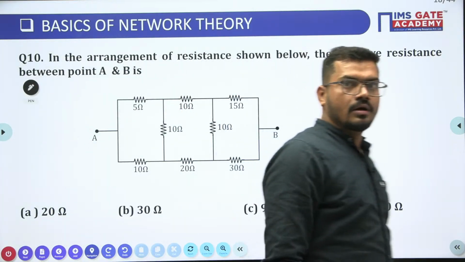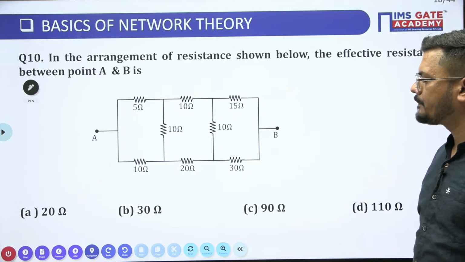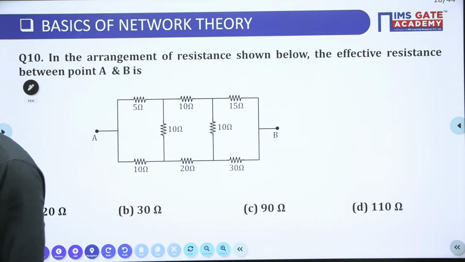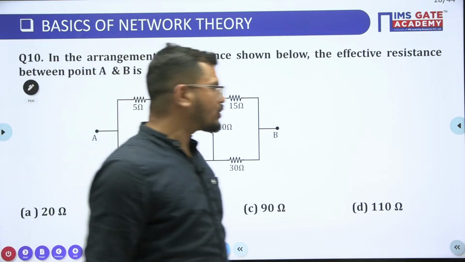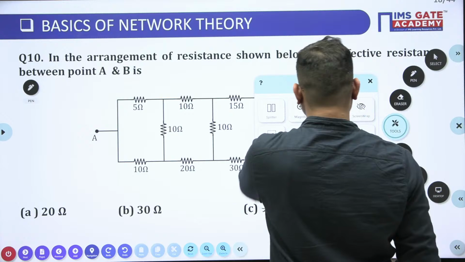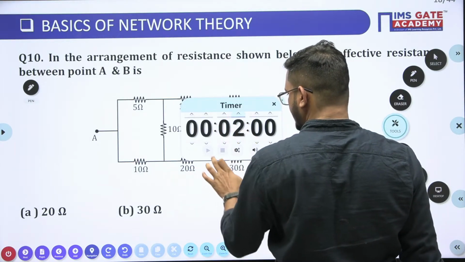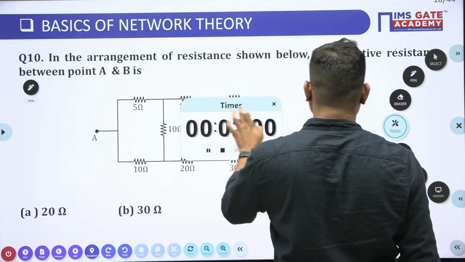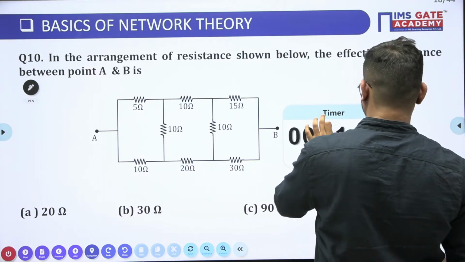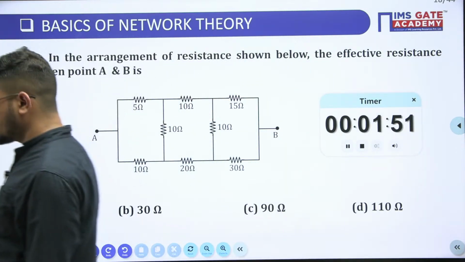Chalo, just try to find this, guys. Just try to solve this. Do it fast, please. So again, this is a good question, guys. Try to solve this question. For solving this question, I am giving you 2 minutes, guys. Okay, do it fast, please.